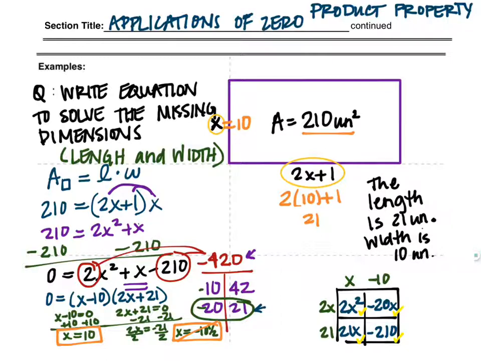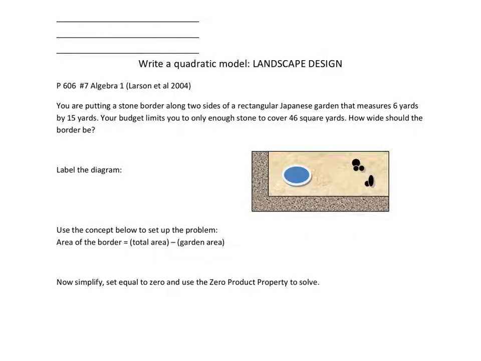So in class, we have this concept over here. We're going to be taking a look at this quadratic model using landscape design. And this is a really unique idea. It says, if you are putting a stone border along two sides of a rectangular Japanese garden that measures 6 yards by 15 yards, your budget limits you to only enough stone to cover 46 yards squared. So you have this beautiful picture diagram for you.